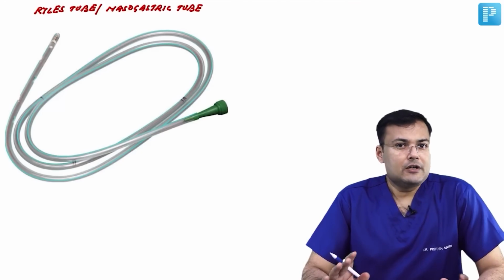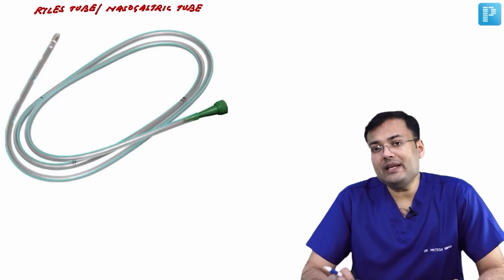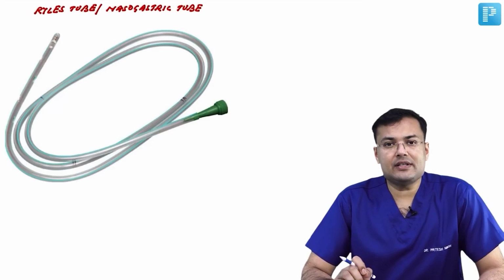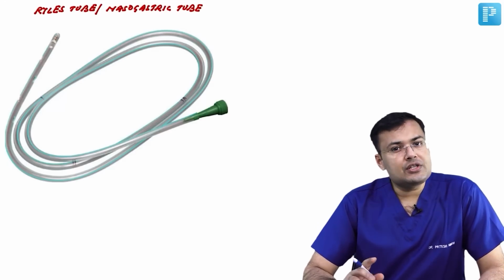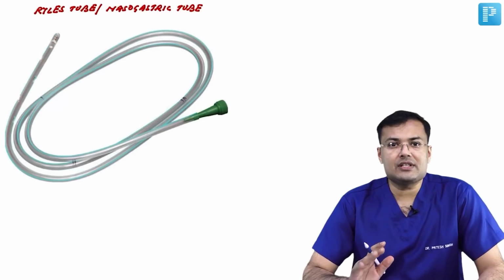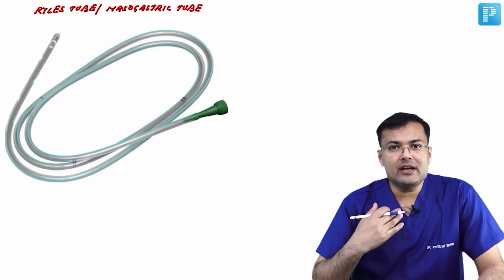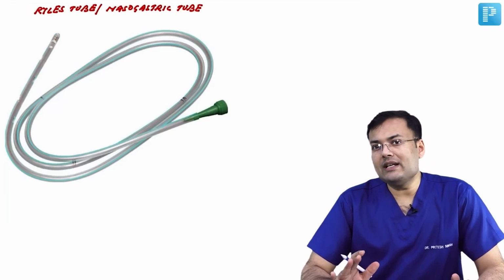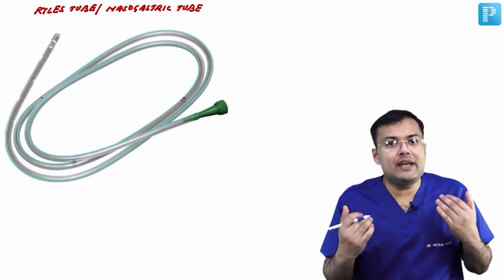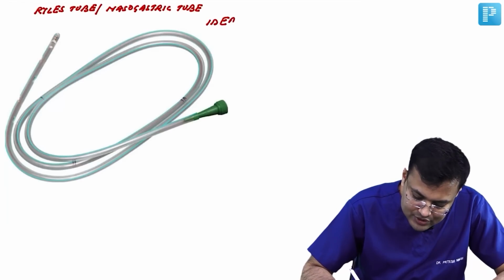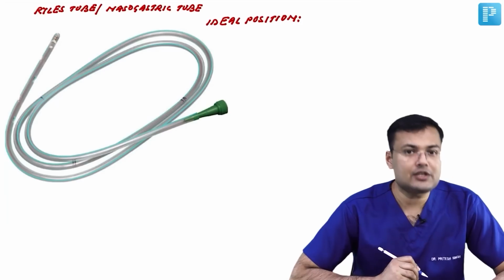Nasogastric tube. First question which was asked many times related to this tube, what is the ideal position of insertion? If a patient is conscious, you have seen in emergency how we are going to insert. If a patient is conscious, the ideal position is sitting and neck flexed. And if patient is comatose, what is the ideal position? Supine and neck flexed.